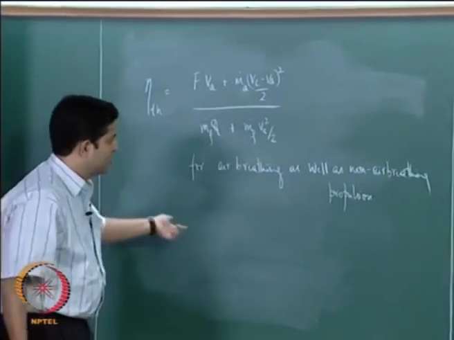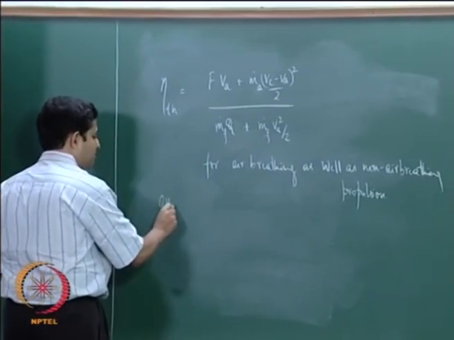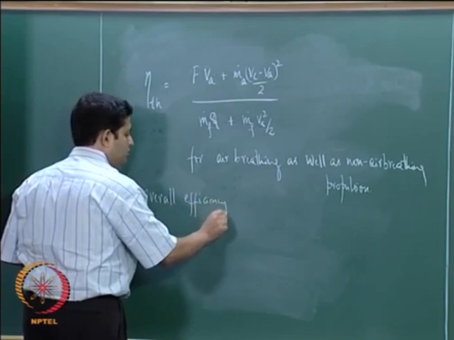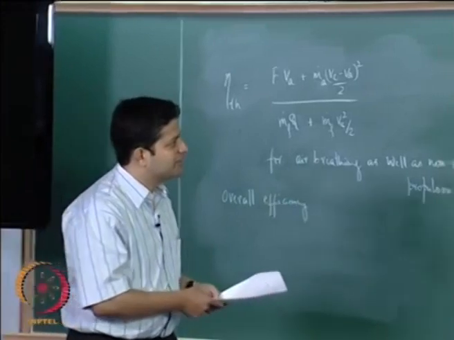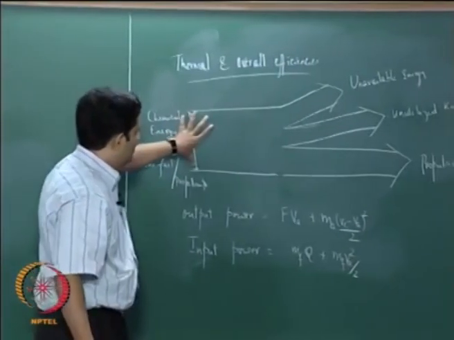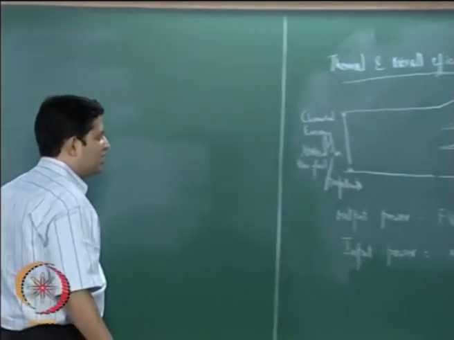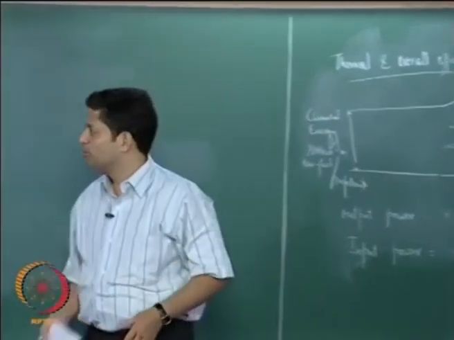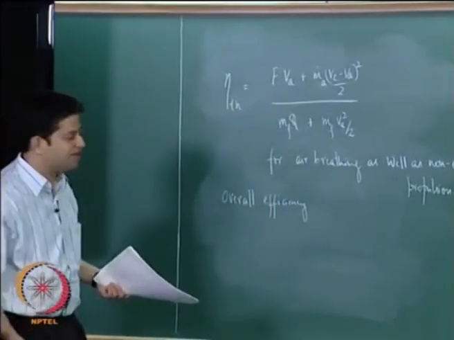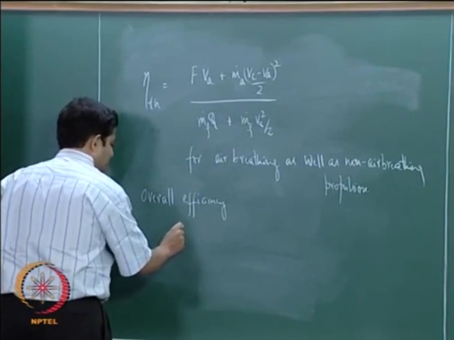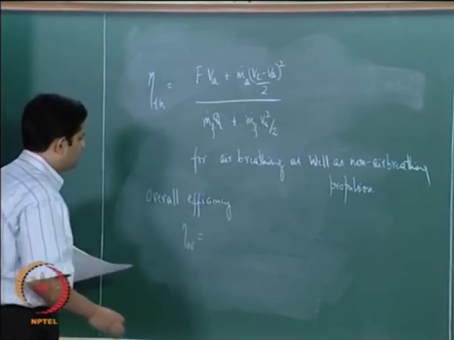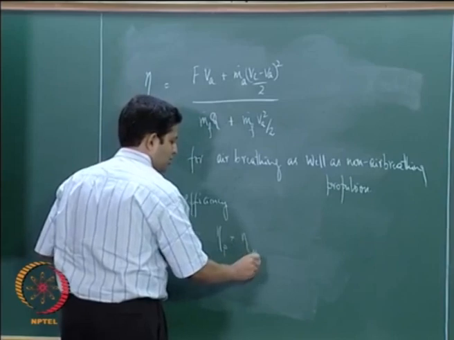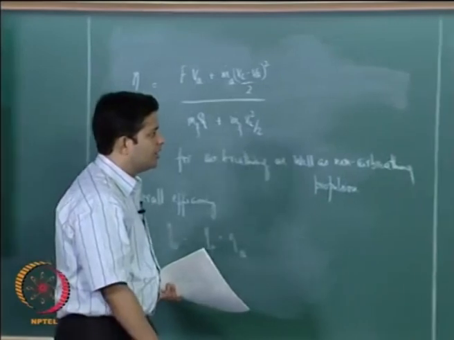Now, from this we can derive an expression for the overall efficiency. What is overall efficiency? Overall efficiency is this divided by this. We have done this divided by this. So, the overall efficiency, we can express it in terms of propulsive efficiency and thermal efficiency. We will see how to do that a little later, as I can write this overall efficiency as eta propulsive into eta thermal, right.